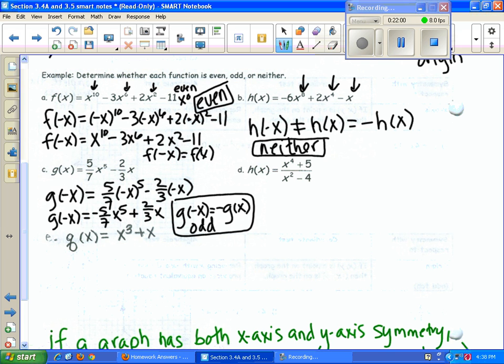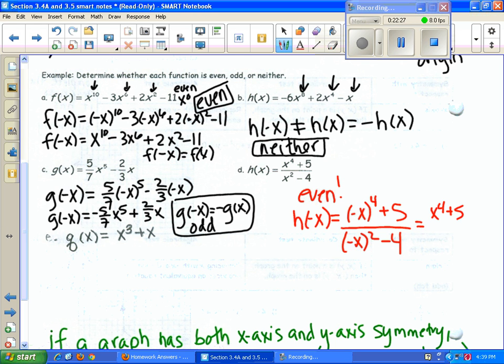For the next equation, we would do the same thing. If I look at my powers, I know they are all even, so I know that this is going to be an even function even before I do the test. But for the test, I would have to do h of negative x. When I plug in the negative x, I get negative x to the 4th power plus 5 over negative x squared minus 4. And when I do this, this is equal to our original function, so x to the 4th plus 5 over x squared minus 4. Therefore, h of negative x equals our original function, and it is even.